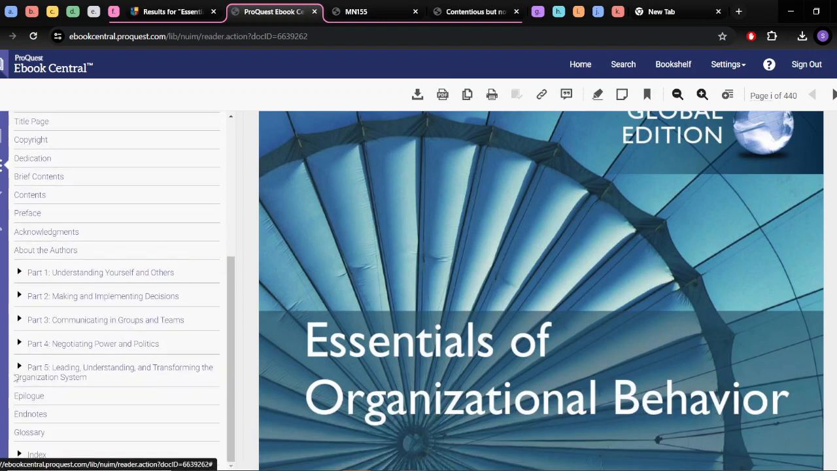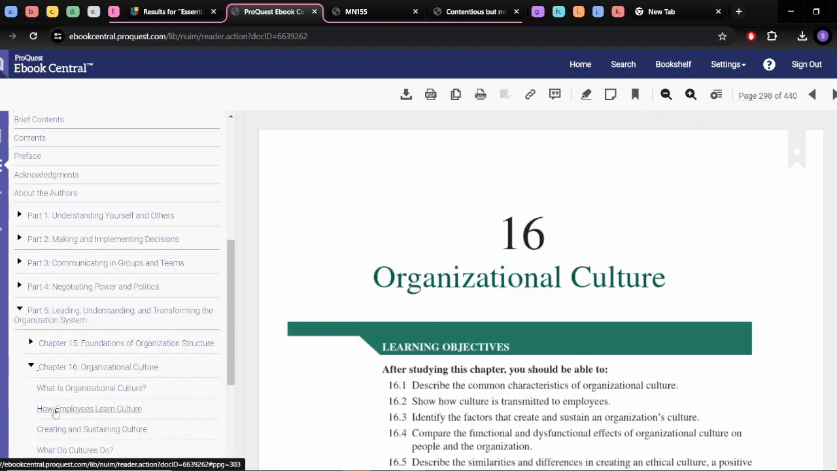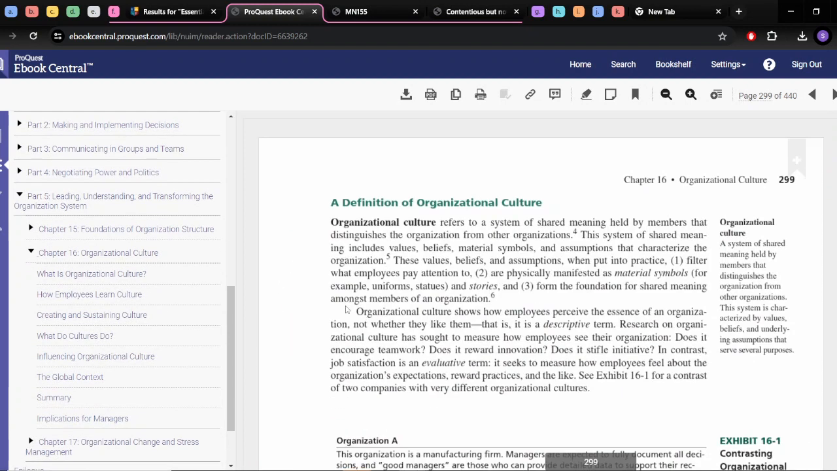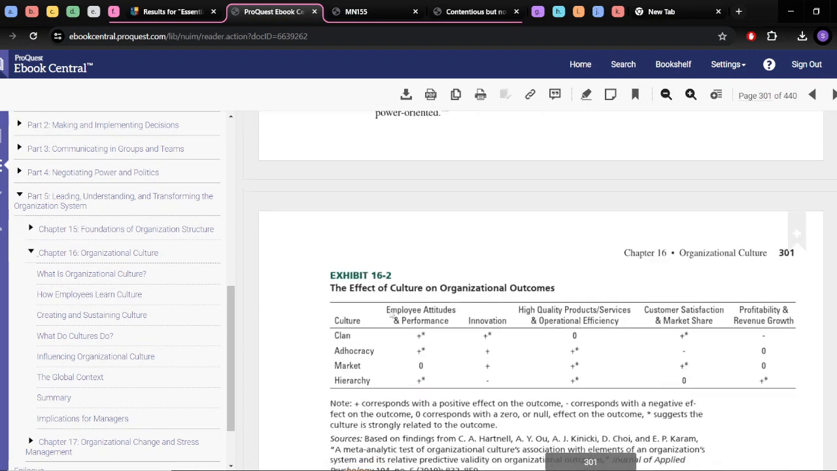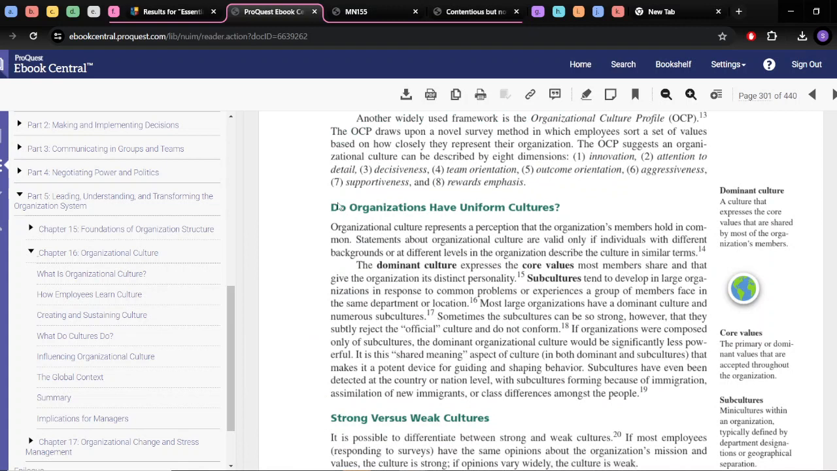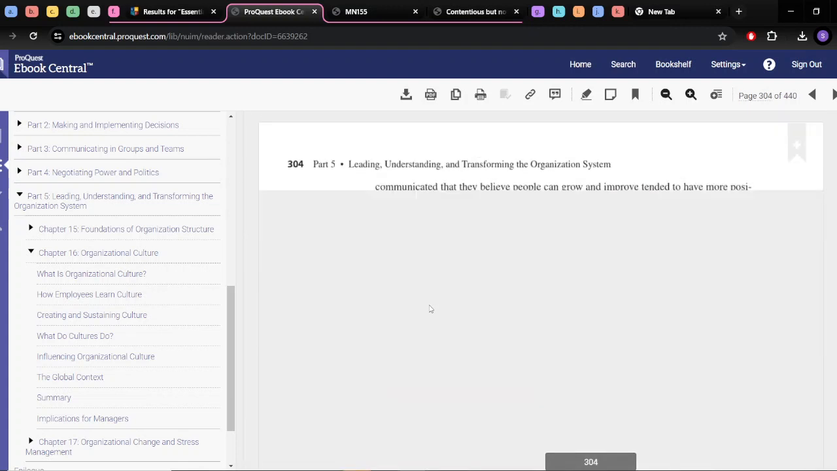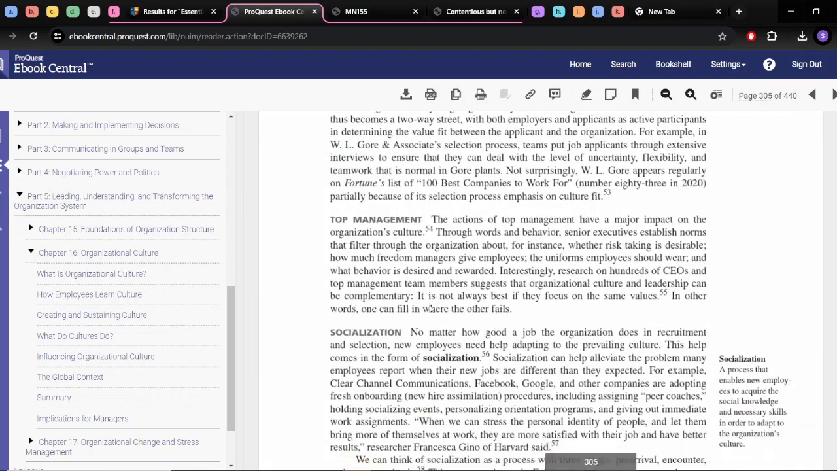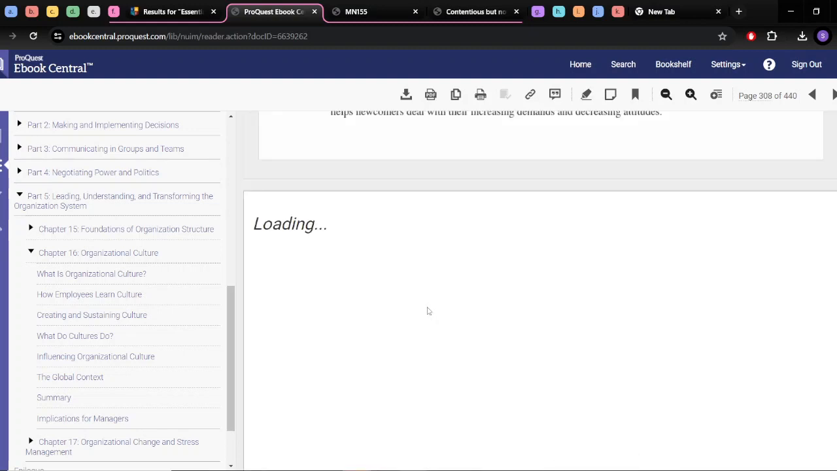And the chapter that we're doing, it's in part 5, and it's chapter 16. So you can just literally click right here, and there's even more. And yeah, this is where everything is. And you can see here she has this in her slides. Like, this is what she uses for her slides.